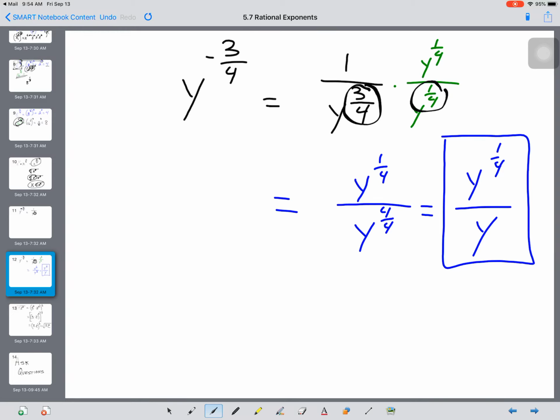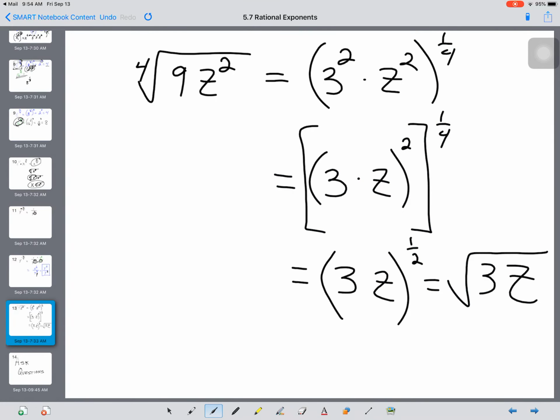And so 1/4, when I multiply y to the 3/4 times y to the 1/4, I'm going to get y to the 4/4, which is just y. And now I have y to the 1st, and now I've rationalized the denominator. The numerator, of course, you just multiply and you get y to the 1/4 up there. That one's a little trickier. Play around with that and check with me if you have some questions.